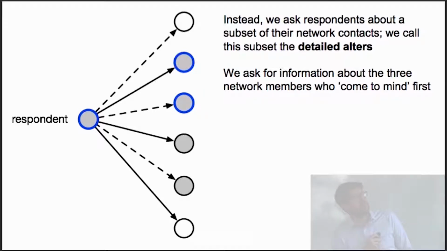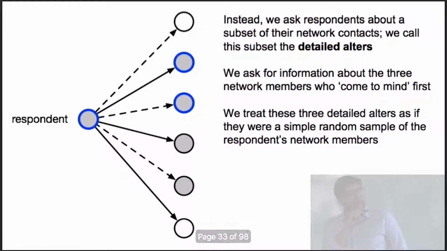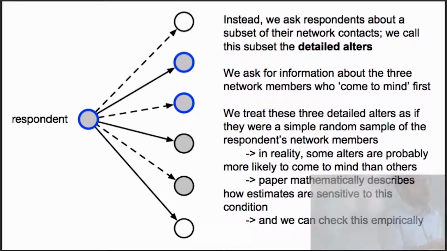We call these people the detailed alters, and we're going to treat them as a sample of the members of the respondent's network. And so this is an approximation. In reality, what's probably going to happen is that some alters, which are the people the respondent is connected to, are more likely to come to mind than others. We can get at this challenge in 2 different ways. The paper has a sensitivity framework that describes mathematically exactly what will happen if respondents tend to refer one type of respondent more than others.